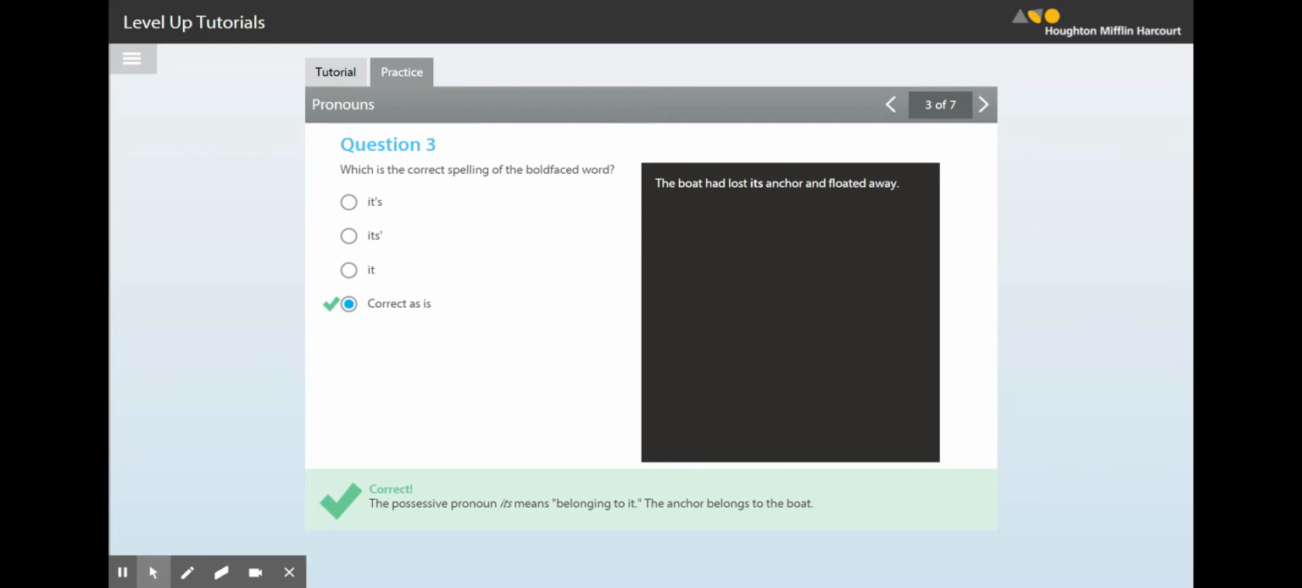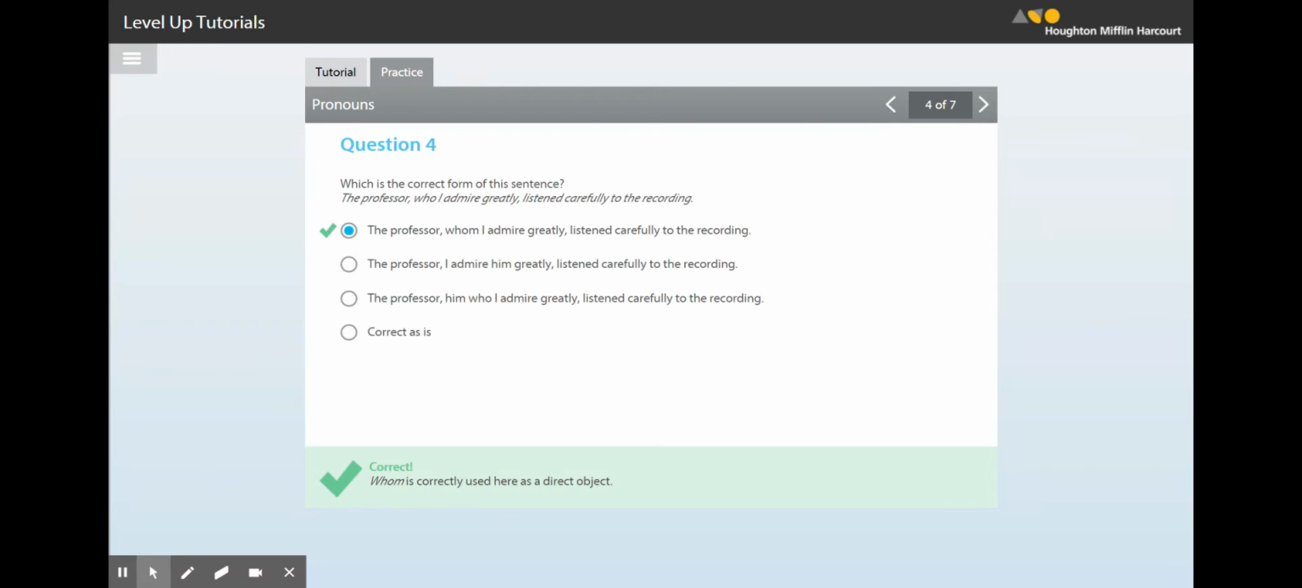Number 3, what's the correct spelling of the bold-faced word? The boat had lost its anchor and floated away. So the pronoun in question is its. This is showing possession, right? The anchor belonged to the boat. So this is correct as it is. I don't need to change it. It's not an abbreviation for it is, this first option. This second option actually doesn't exist. That's not really a word. So it's good to go.